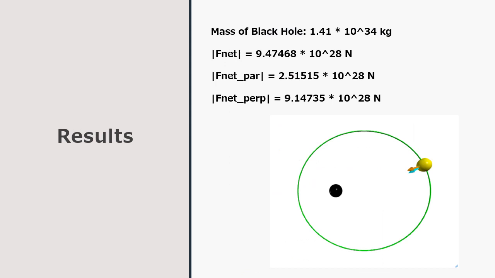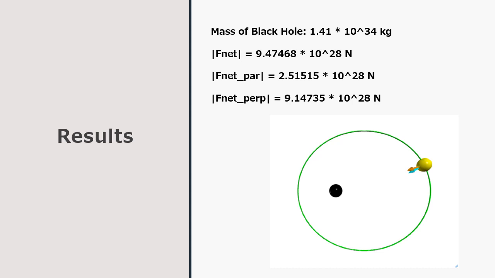Right here, these are the results of the first part. In the calculations, the mass of the black hole, which we were trying to find, was 1.41 times 10 to the power of 34 kilograms. Our magnitude of the net force was 9.47 times 10 to the power of 28 newtons. And the parallel and perpendicular components are also calculated as well.